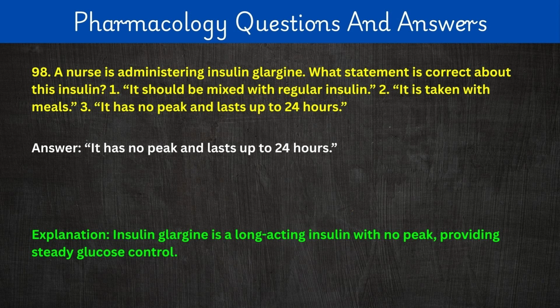98. A nurse is administering insulin glargine. What statement is correct about this insulin? 1. It should be mixed with regular insulin. 2. It is taken with meals. 3. It has no peak and lasts up to 24 hours. Answer: it has no peak and lasts up to 24 hours. Explanation: insulin glargine is a long-acting insulin with no peak, providing steady glucose control.